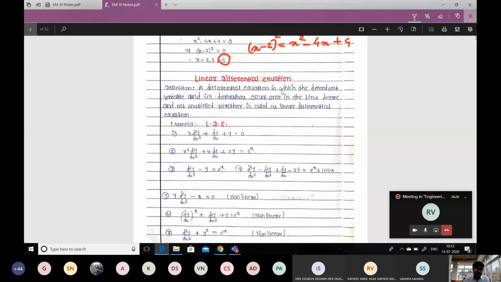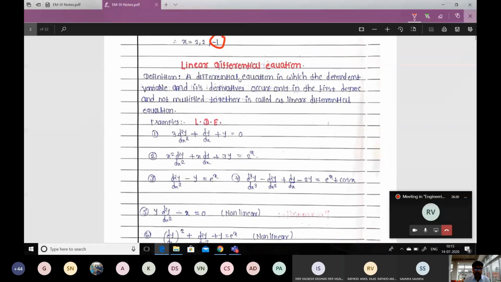A differential equation in which the dependent variable and its derivative occur only in the first degree and are not multiplied together is called a linear differential equation. Let me zoom it. Let us understand it step by step.